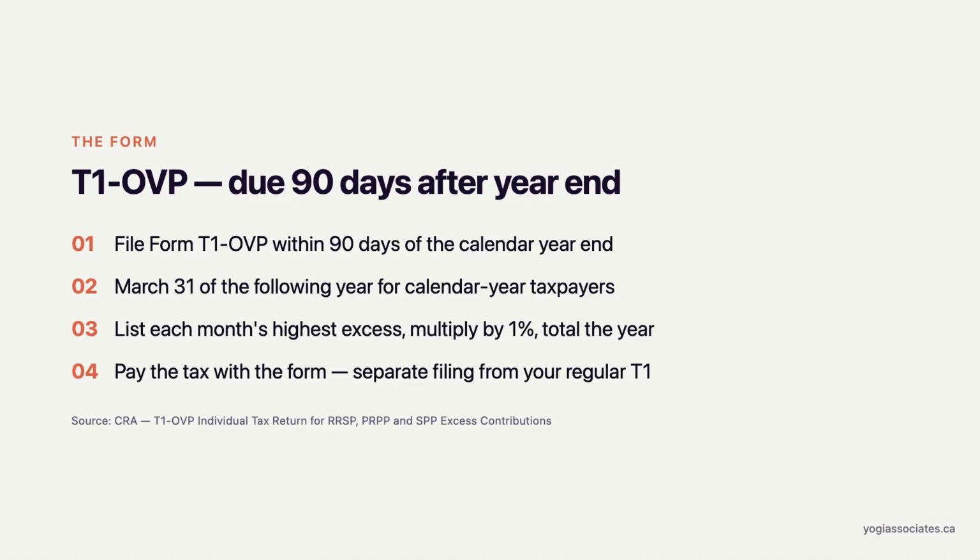Miss the deadline and CRA adds a late filing penalty plus interest on top of the 1% per month tax that's already been accruing. And if you owe for multiple prior years, you file a separate T1-OVP for each year. CRA doesn't let you bundle them.